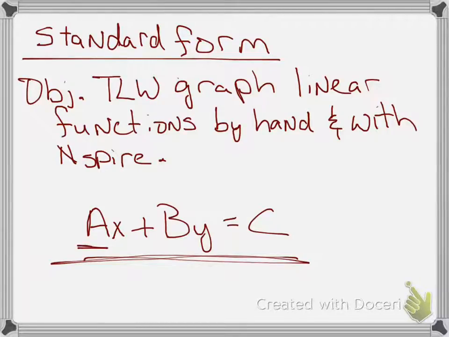That right there, a being in front of the x, b being in front of the y, and c being a number. So notice the a and the x and the y are on the same side, and you've got a number in front, whether it be a 1 or something else, and equal to some other number. Okay, so the first method I'm going to ask you to solve by is to solve by using the intercepts.